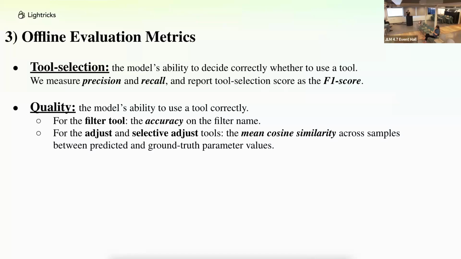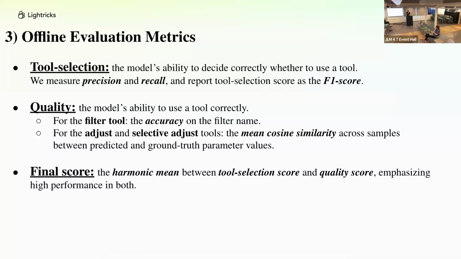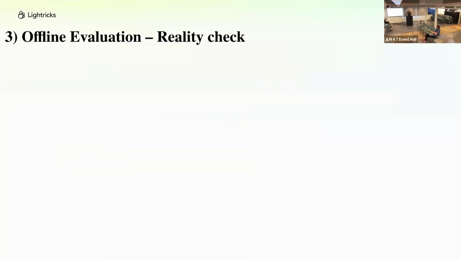But I want you to note that this metric is overly strict because we are assuming that there is one correct answer, but I told you that it's not the case. We are comparing to a specific ground truth answer, even though there can be other combinations of parameters which perform well. The final score is the harmonic mean between the tool selection score and the quality score, so we want to emphasize high performance in both. And lastly, we have the overall score, which is just the average of the final scores of the tools.